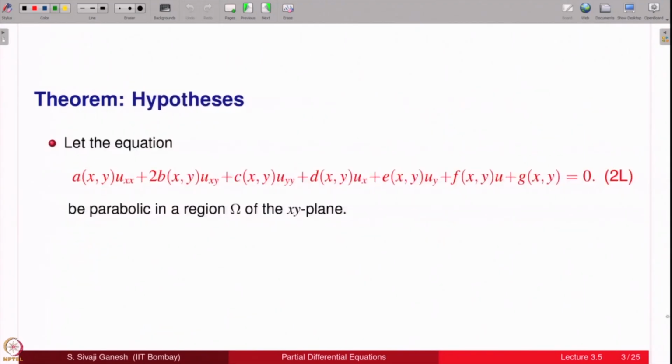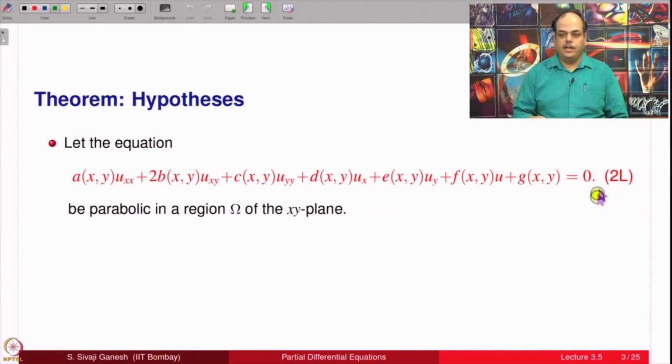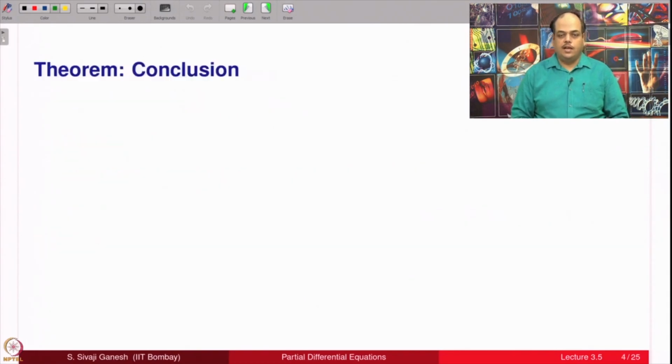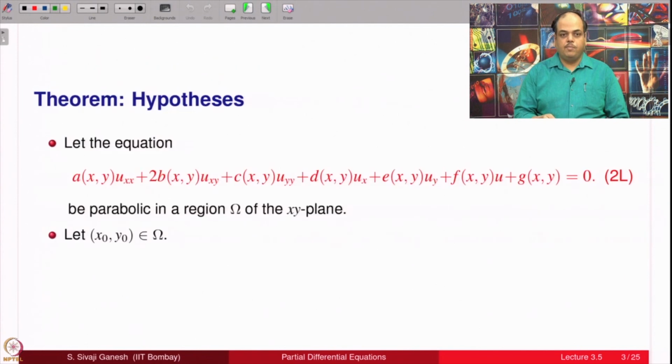So, let us state the hypothesis which is required to do this. There is not really any hypothesis here, it is very standard, very simple and what is to be expected. So, let this equation be parabolic in a region omega of the xy plane. This is a second order linear equation. We assume these coefficients a, b, c are at least continuous, we need that, and take a point in omega. So, the theorem, as before for the case of hyperbolic equations, is going to be of local nature. That is why we take a point x0 y0 in the domain omega where the equation is parabolic.